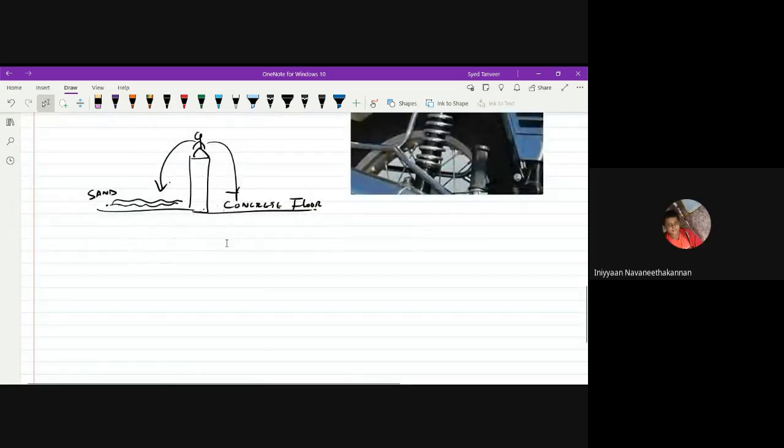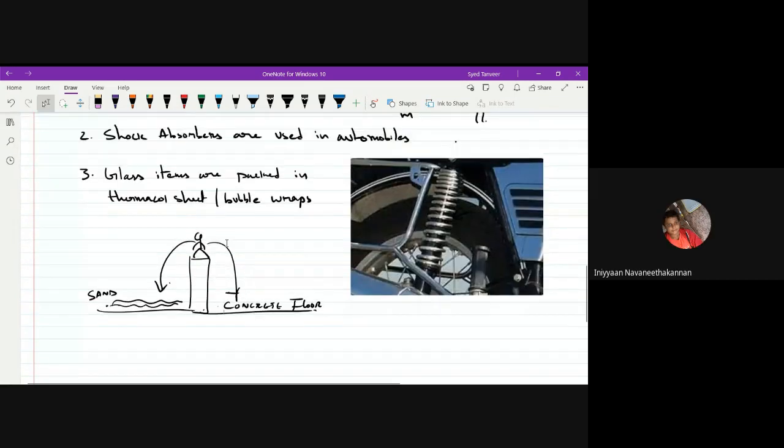Sir, when we jump into a swimming pool and make our body streamlined, we do not feel much pain. But when we make our body just flat, we feel more pain, sir. Greater the area of contact, larger will be the force.